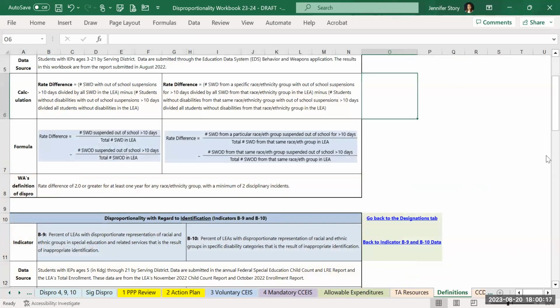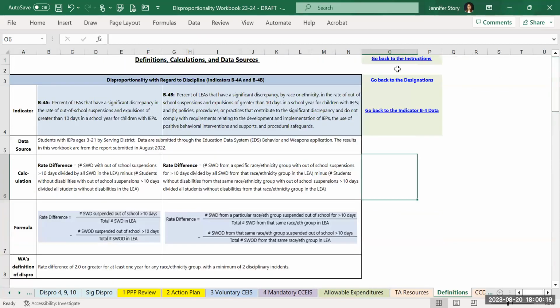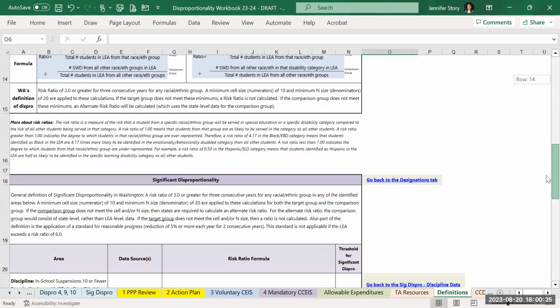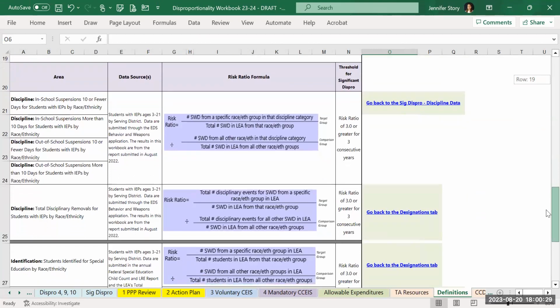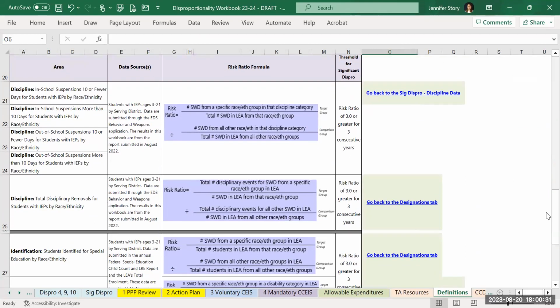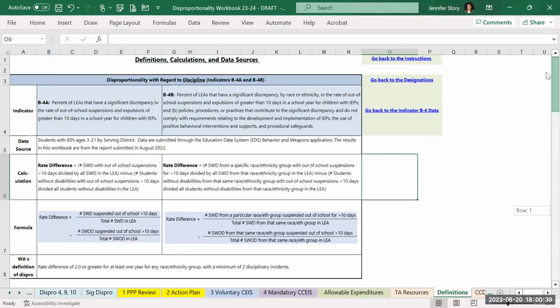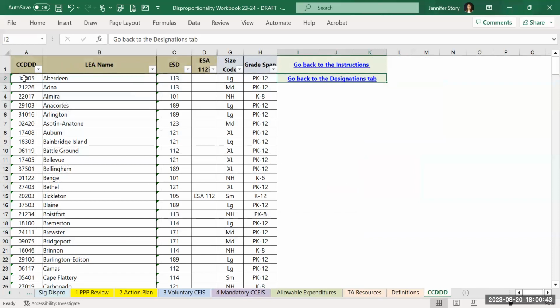We've already taken a look at this tab, but this again is the tab that shows you all the different definitions, calculations for all of the indicators and all of the areas of significant disproportionality. What is the actual formula? So you can take a look at your child count. It's telling you exactly where the data are coming from, what the year is, and the report that was pulled from. And then finally, we've got the CCDDD tab.